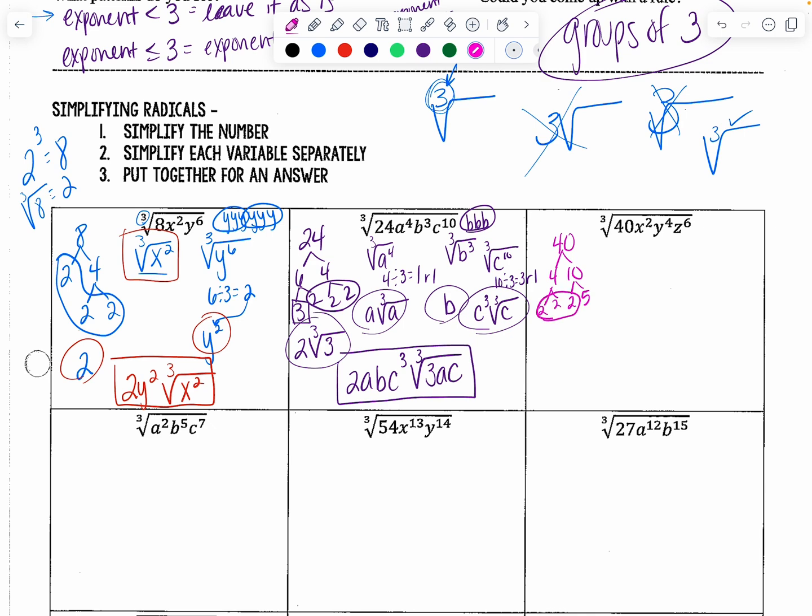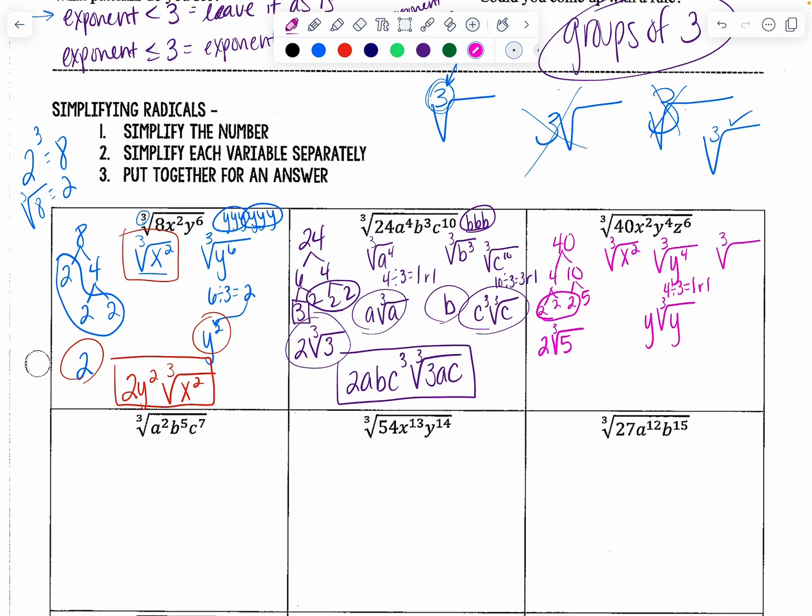All right, we got three 2s, so the 2 comes on the outside, and I have a 5 left over. Cube root of x squared, well, that 2 is smaller than 3, right? And we said if our exponent is smaller than 3, then we just leave it alone. Cube root of y to the fourth. So I'm going to think 4 divided by 3 is 1 with the remainder 1. So y to the first on the outside, and then y on the inside.